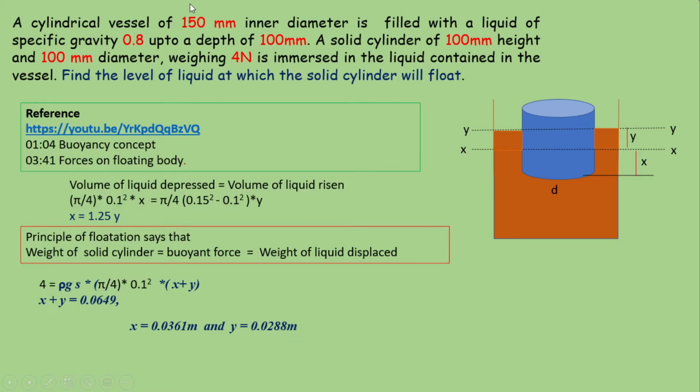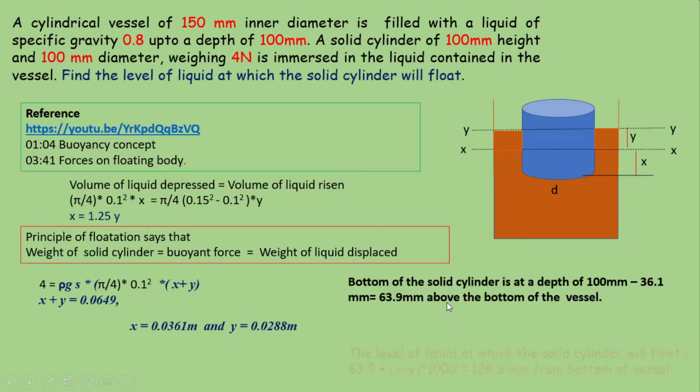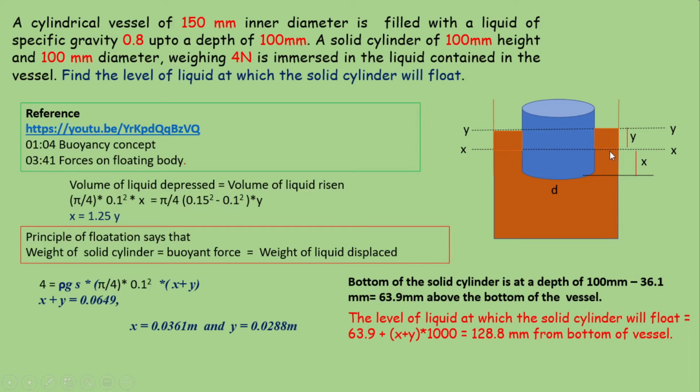So in this problem, we have to determine the level of liquid at which the solid cylinder will float. It is given that the initial depth of liquid is 100 mm. So 100 plus y will give you the new level of liquid. That is equal to 100 mm plus 28.8 mm, which is equal to 128.8 mm from the bottom of the vessel. So the new level of liquid is at a distance of 128.8 mm from the bottom of this vessel.